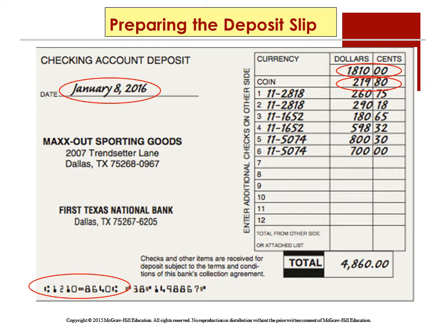So we just want to make sure that we have exactly dollars and cents, whether it's in currency, and then we want to make sure there's coin, and then we want to list all the checks underneath it.